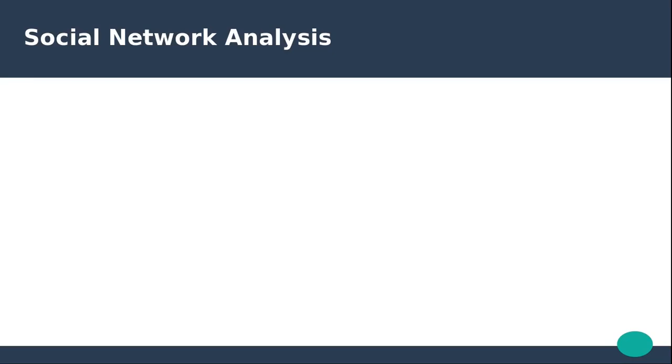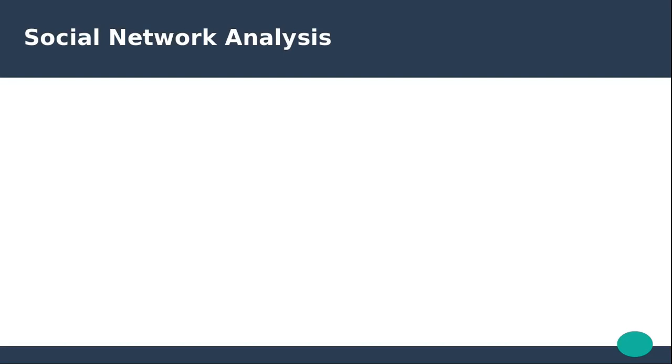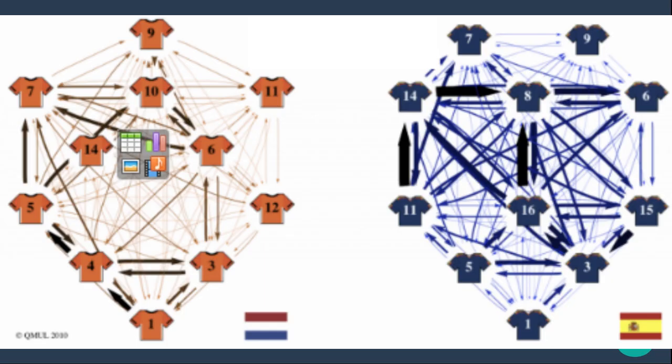A network is a kind of graph where the vertices are more often referred to as nodes and the edges are often called connections or relationships. Network analysis refers to the study of this network in order to identify different properties of the network that would help in devising strategies.